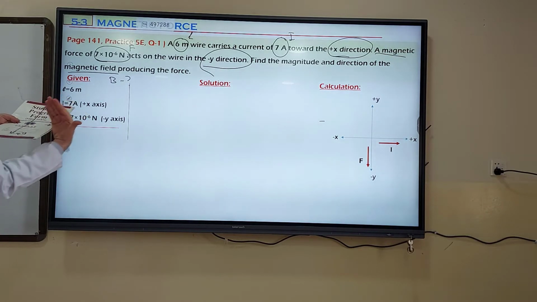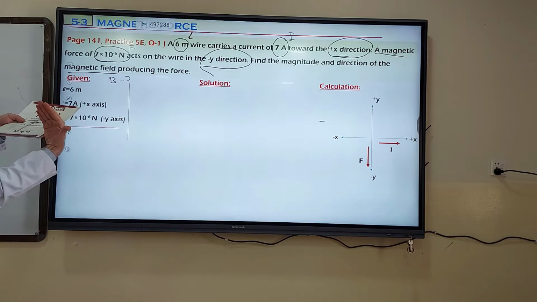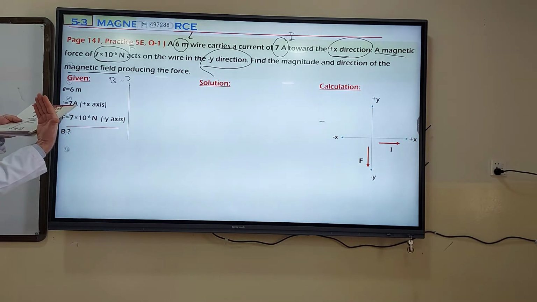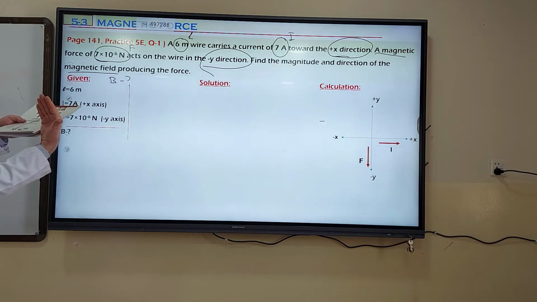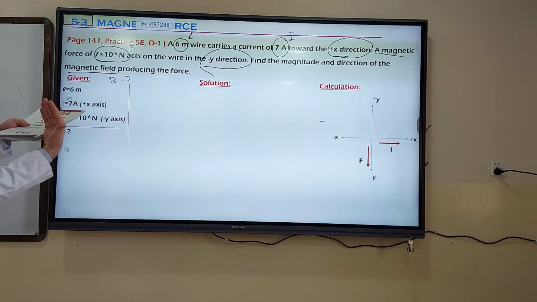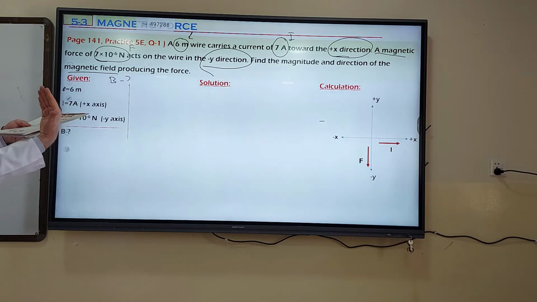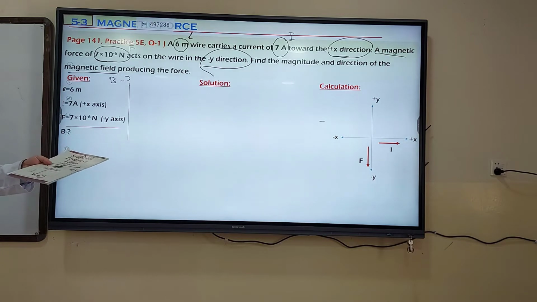Now my thumb is showing the positive X direction. Yes. My palm is showing the negative Y direction. Yes. Look at my forefinger. Out of the page, which is going to be positive Z. Into the page is negative Z. Out of the page is going to be the positive Z direction. Okay? Let's do it again.